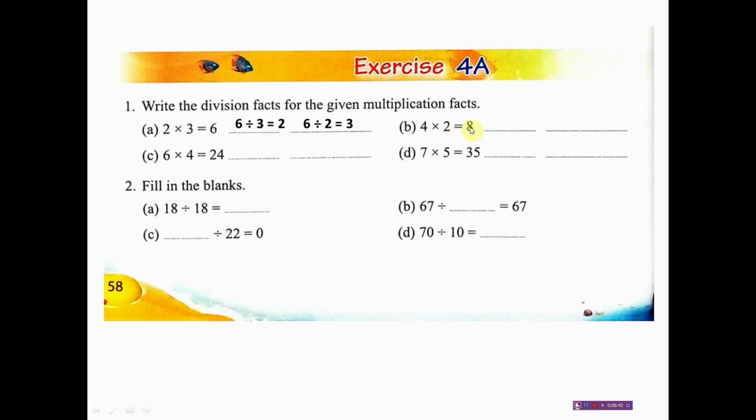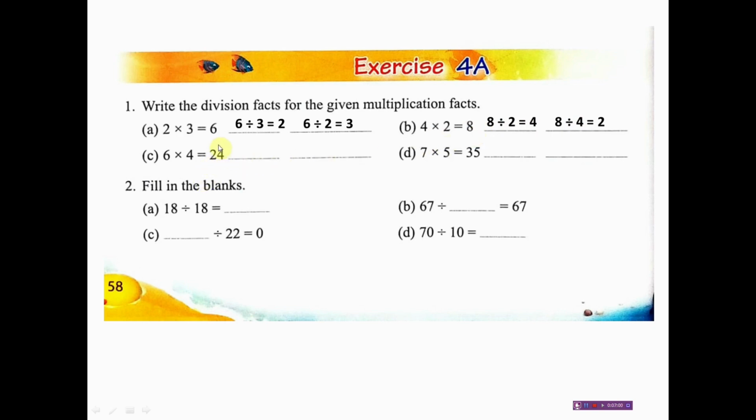4 multiplied by 2 is 8. 8 is the greatest number. We divide 8 by 2 first, we get 4. Then we divide 8 by 4, we get 2. So this is the division fact for the corresponding multiplication fact given to us.